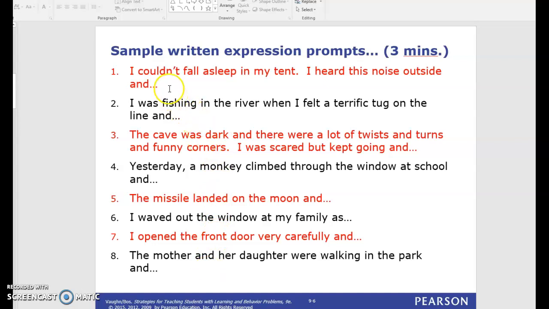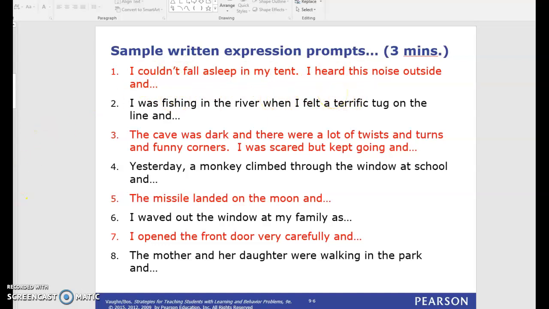So you would say, okay, here's your prompt. "I couldn't fall asleep in my tent. I heard this noise outside." And then you give them time to brainstorm. You set your clock, you give them time to brainstorm, you read it again, and then you say, okay, I'm going to start my timer, and I want you to write as much as you can for 3 minutes. All right, so they're going to write on the prompt for 3 minutes. Okay, time's up, put your pencil down, collect it.